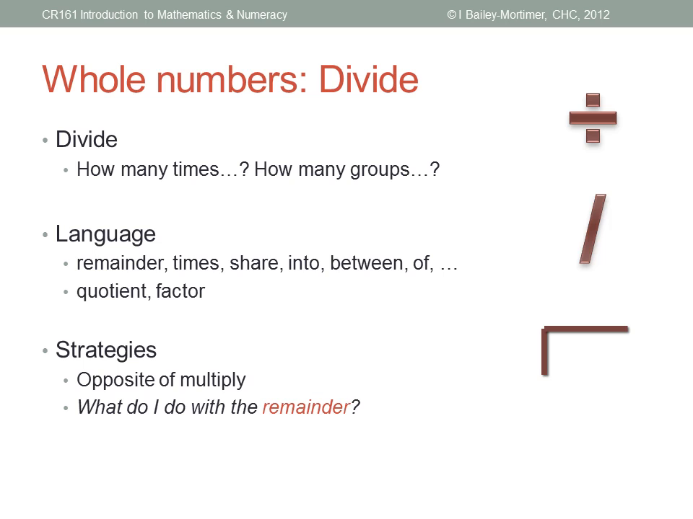Finally, division is the opposite of multiplication. How many times does this go into that? How many groups can I split this up into? Division is indicated by words like times, groups, share, into, between, of, and also by more specific words like quotient, factor, remainder. Notice how many of these words can also mean multiply.